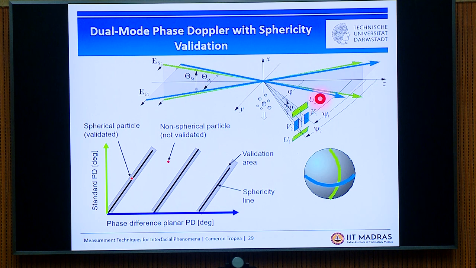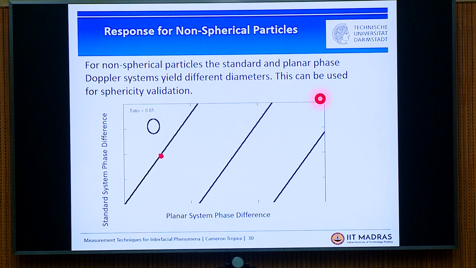And now what happens if the particle is aspherical? Then you move away from these standard curves, and then you know it's aspherical, and you throw it out and say, okay, I can't size it. You could. There are ways of sizing, but there's always a little bit of uncertainty and non-uniqueness.